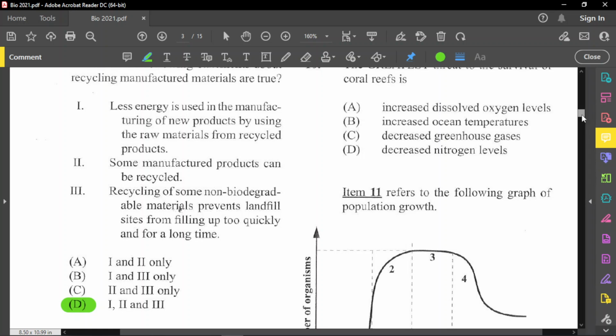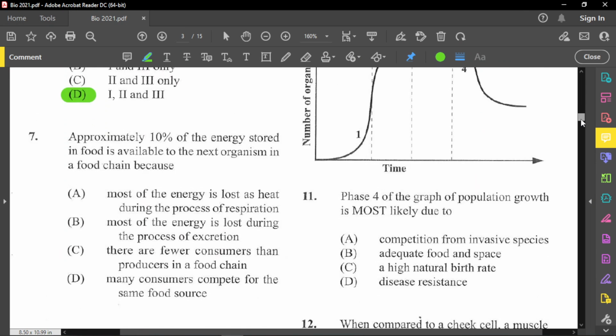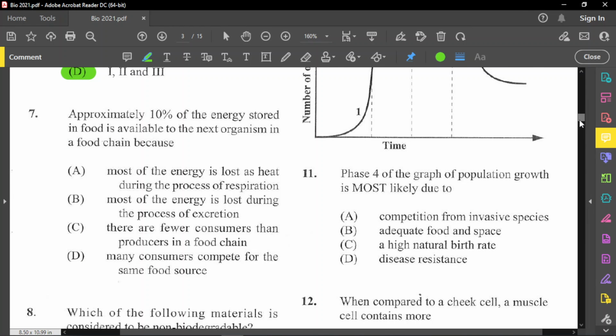Now let's go to question number 7, and it's down to the bottom. Question number 7 says approximately 10% of energy stored in food is available to the next organism in a food chain because of what? Now, what I wanted to note here is a very simple statement: only 10% is passed on because the organism itself uses the energy to carry out its activities.